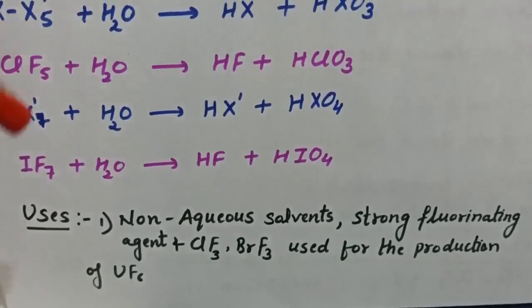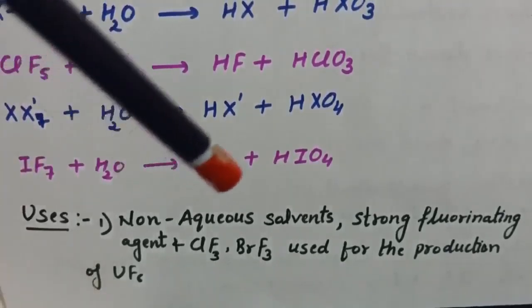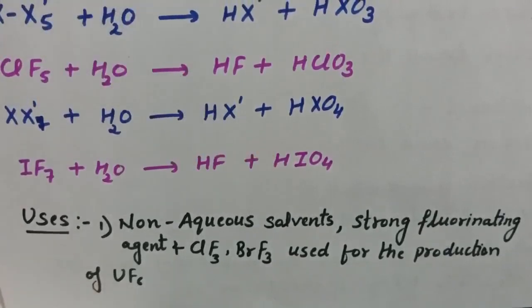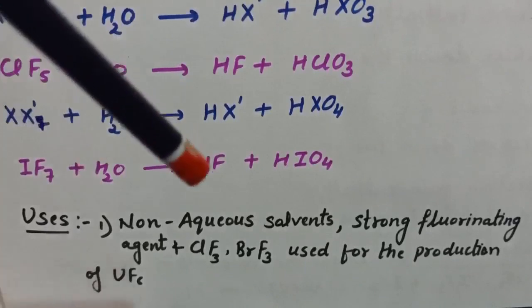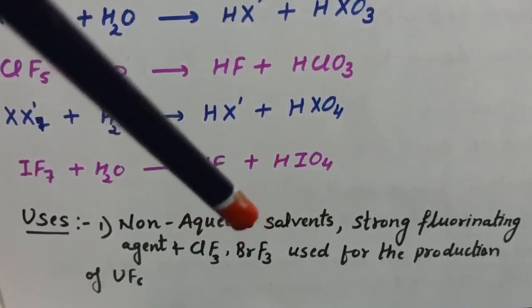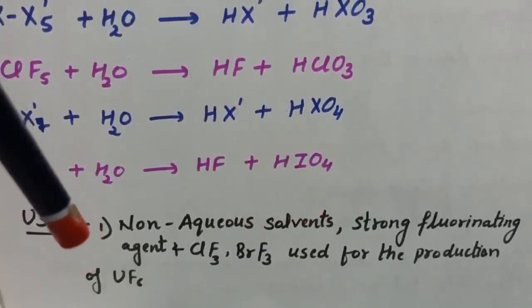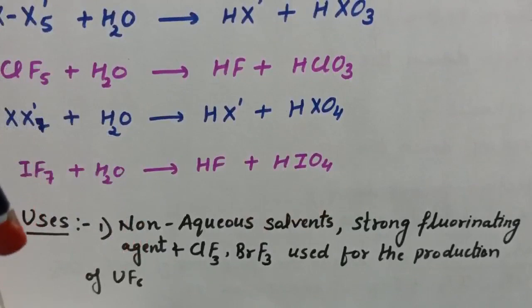Next are the uses of interhalogen compounds. These compounds can be used as non-aqueous solvents, and the interhalogen compounds are strong fluorinating agents, and that is why ClF3, that is chlorine trifluoride, and bromine trifluoride are used for the production of UF6. So these are the uses of interhalogen compounds.